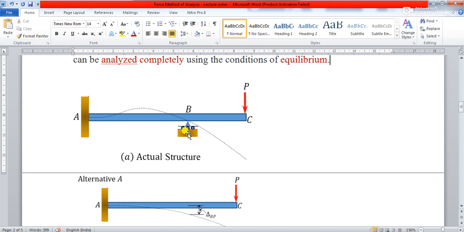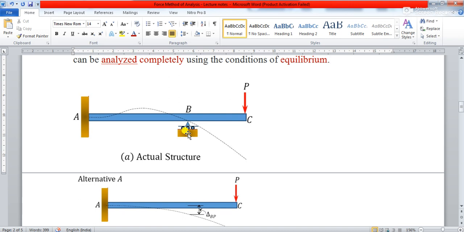Now you see, from the structural view, if you see the structure as a whole, there is no horizontal load acting on the structure. In this structure, there is no horizontal load acting. So as there is no horizontal load acting on the structure, you can say only the unknown components are 3. Or you can say unknown components are 4, considering the horizontal reaction also.